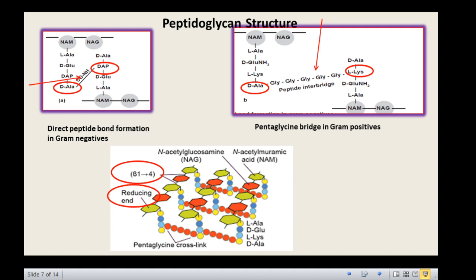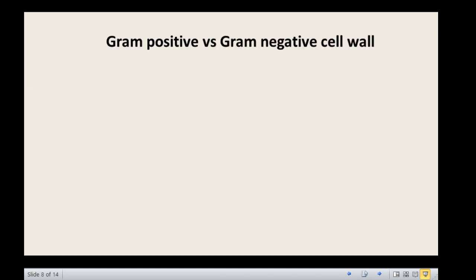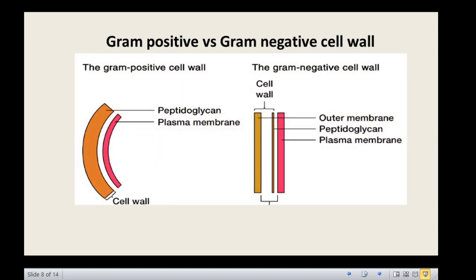Let us see a brief comparison of the gram-positive as well as gram-negative cell walls. The gram-positive cell wall structure, which surrounds the plasma membrane, is made up of a very thick layer of peptidoglycan. The gram-negative cell wall structure, on the other hand, is very complex with a thin layer of peptidoglycan surrounded by another layer called the outer membrane.